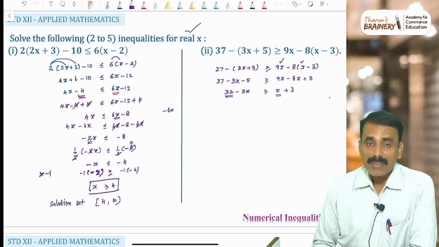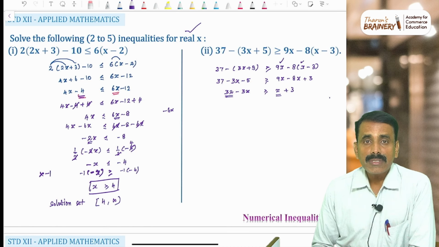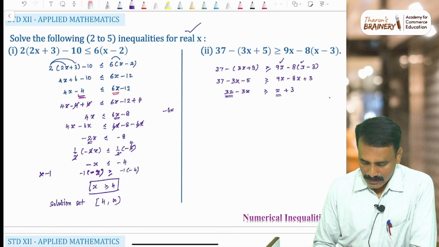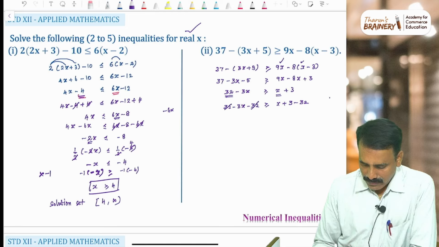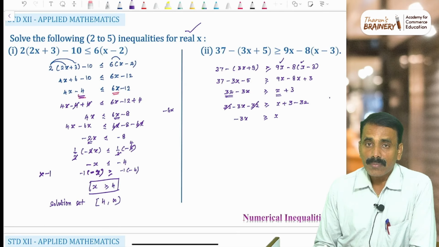So 32 is plus 32. Additive inverse of plus 32 is minus 32. So 32 minus 3x minus 32 greater than or equal to x plus 3 minus 32. So this 32 and 32 cancel. So we have minus 3x greater than or equal to x plus 3 minus 32.